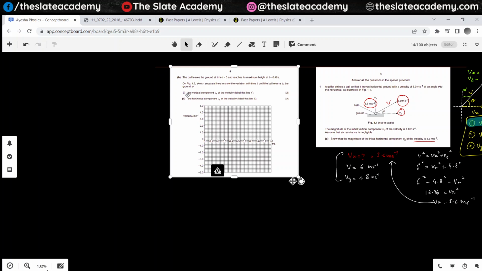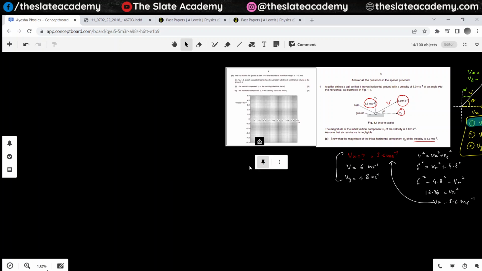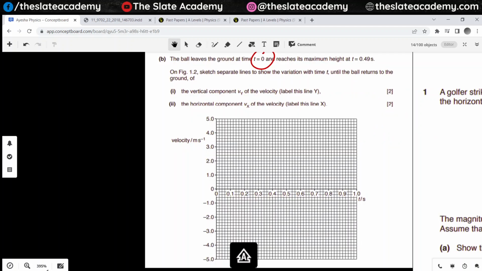The ball leaves the ground at t equals 0. For the ball, I have seen that it has got an upward trajectory. So this point over here is t equals 0. At this particular point of time, the ball is leaving the ground. Then what happens?